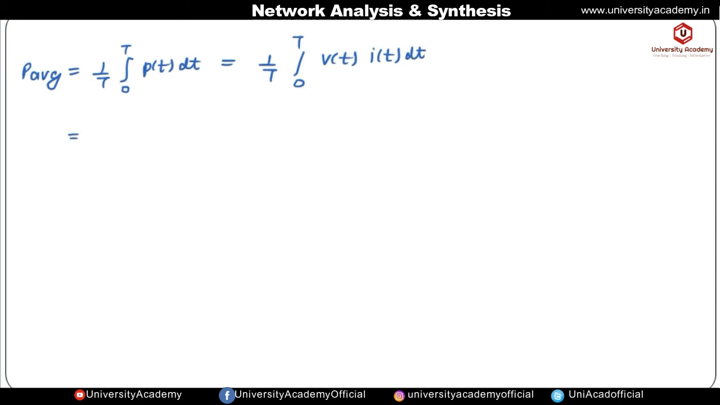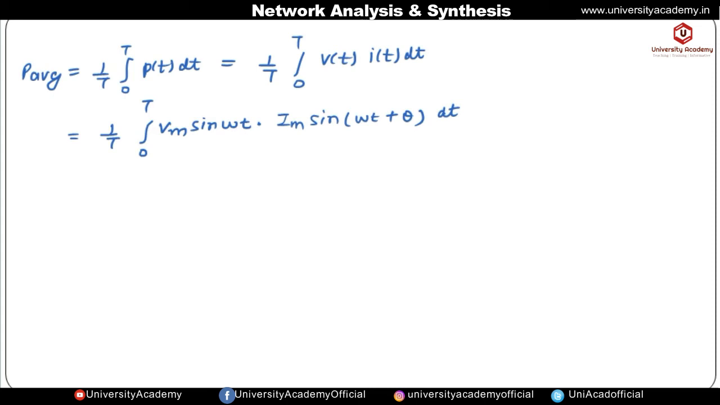Okay, so here, in case of an RC circuit, current is leading the voltage. So this can be written as 1 by T integration from 0 to T. This voltage can be written as Vm into sine of omega T. So current is leading the voltage by the angle theta, so this will be Im into sine of omega T plus theta. This indicates that current is leading the voltage by angle theta, into dt.